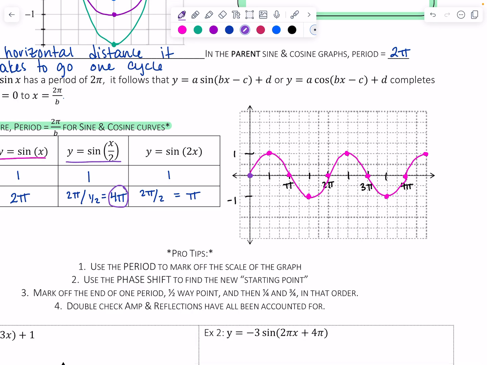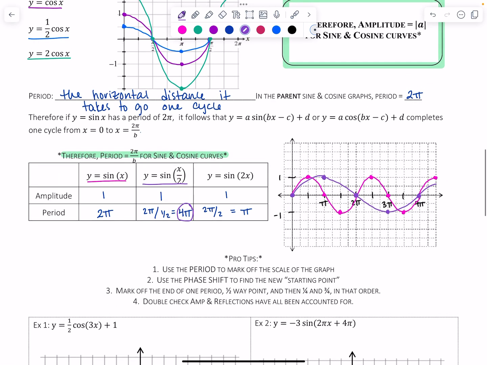So again, starting at 0, and then I'm going to go to my ending amount, which is going to be 4 pi. And then I'm going to find the middle of it, because I know that I'm going to come back through it. So the middle of that is 2 pi. Now the middle of these two sections is going to be where my maximum is and my minimum is. So now I can find the max here at pi and the minimum here at 3 pi. And now I can go ahead and take my pencil and do a curve through my points.